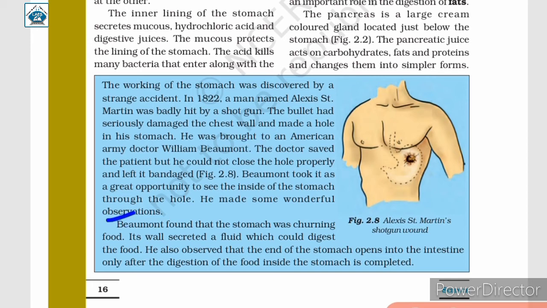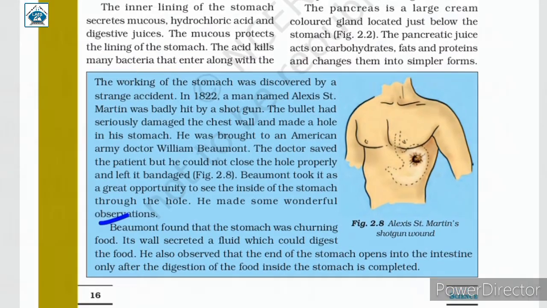Beaumont found that the stomach was churning food. Its wall secreted a fluid which could digest the food. He also observed that the end of the stomach opens into the intestine only after the digestion of the food inside the stomach is completed.